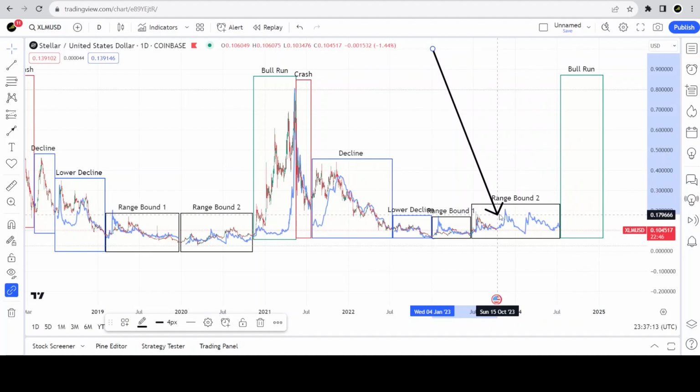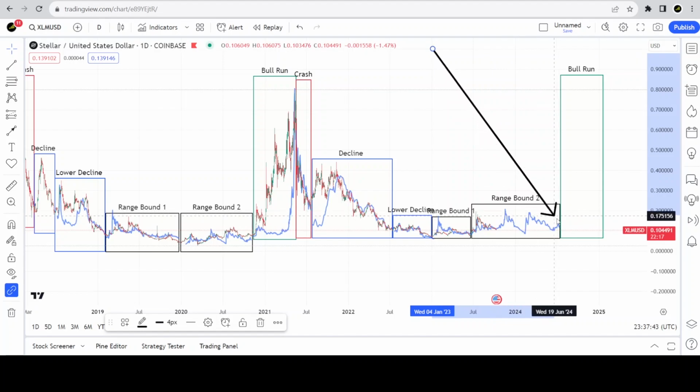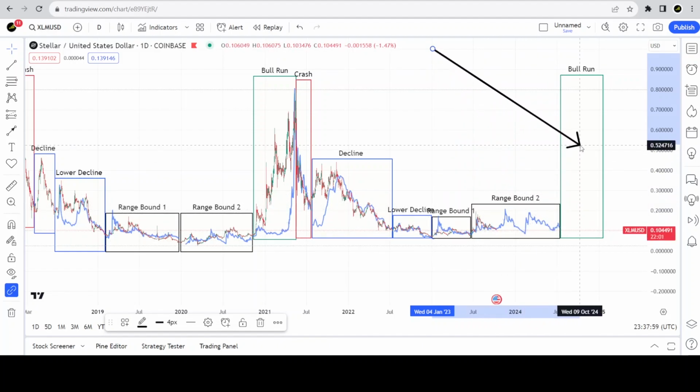Now, I don't know how long this will take to play out. Timing could speed up. It could slow down at any minute. This is stretched to meet this part. That doesn't mean that this will take this long to play out. So put very little weight in timing because timing is fundamentally very difficult to predict. But after this structure completes, we should expect the bull run.